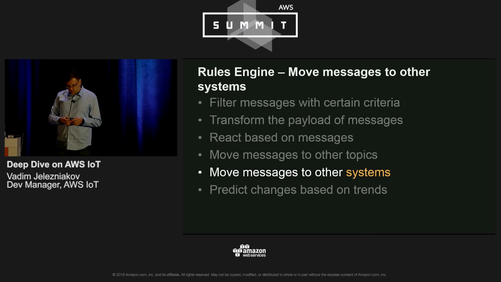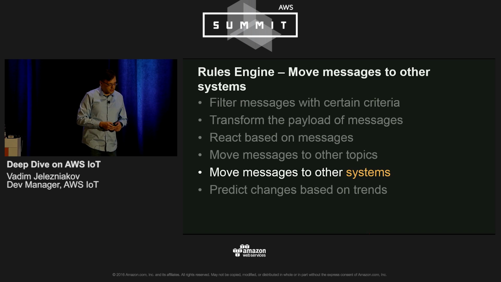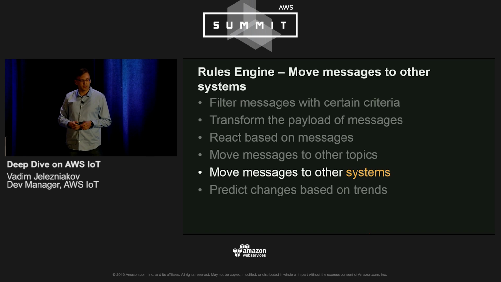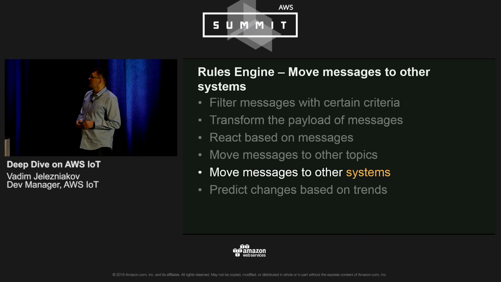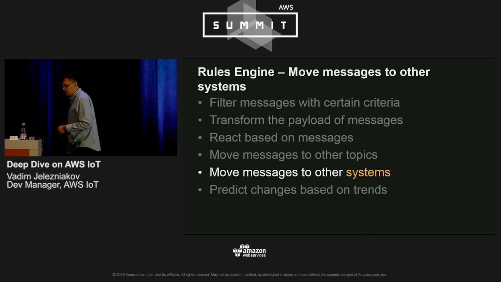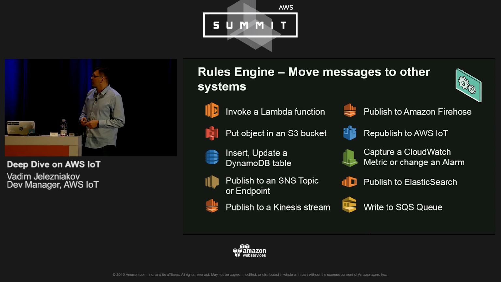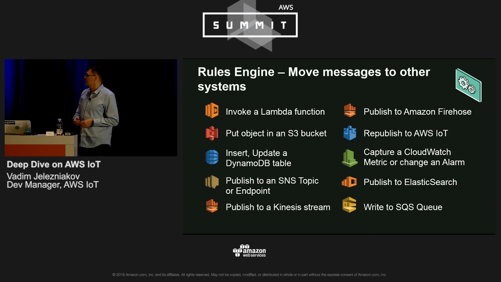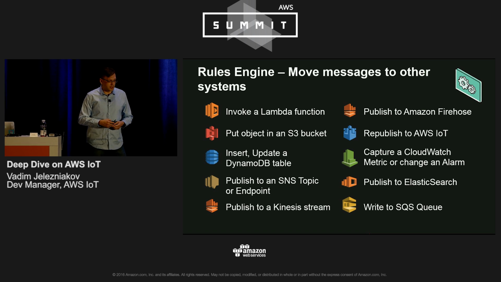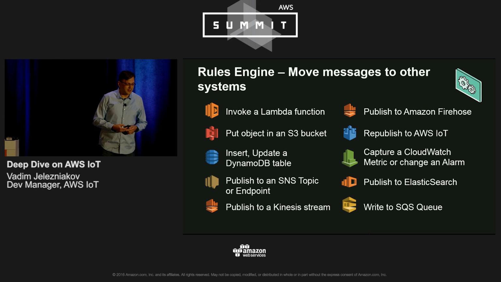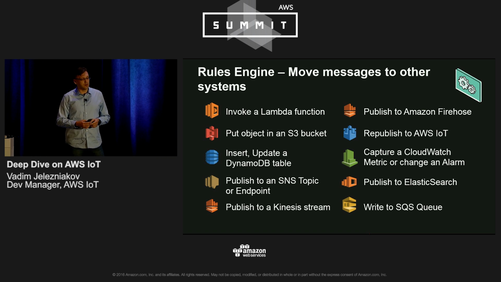And the next capability of the rules engine is moving messages to other systems. And that's where the rules engine actually excels, and we consider this one of our competitive advantages. Today, you can transform and move your messages to the following 10 services. I'm not going to read it for you, but it's basically all the main services that you want to use to empower your devices to use the full power of the AWS cloud.